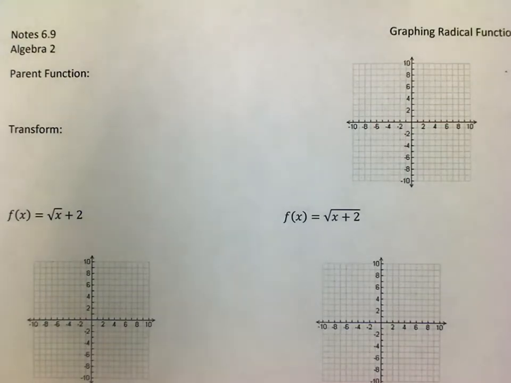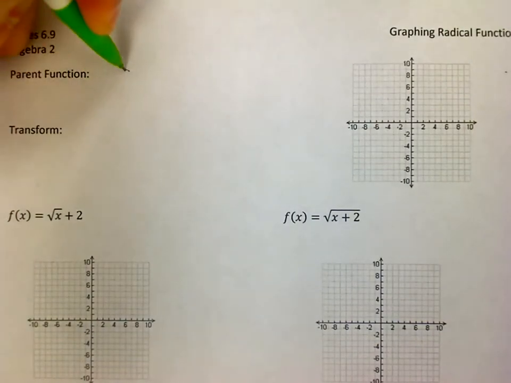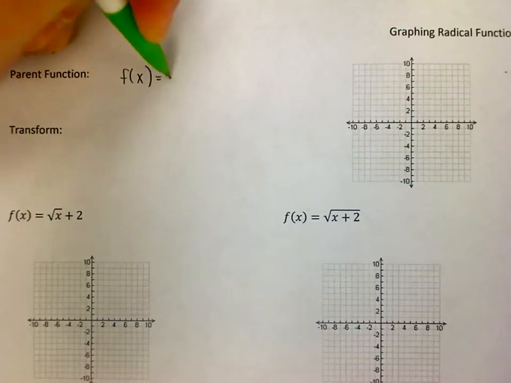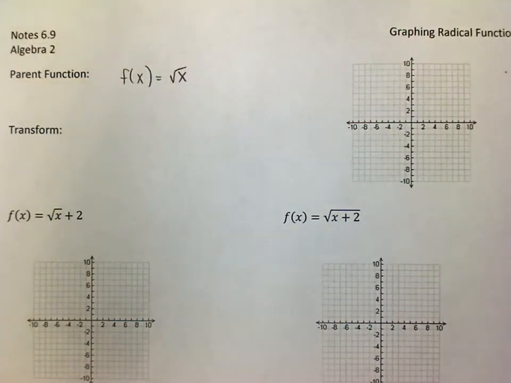Remember just a couple of key terms that we've talked about a lot before with parabolas. We have the parent function, and the parent function is like the most basic form of a radical function. So in this case, that would be f of x is equal to the square root of x. That's our parent function, and everything is going to be based off of that.